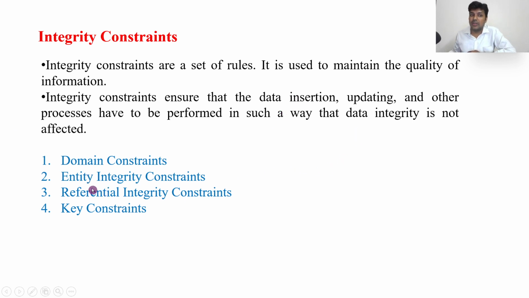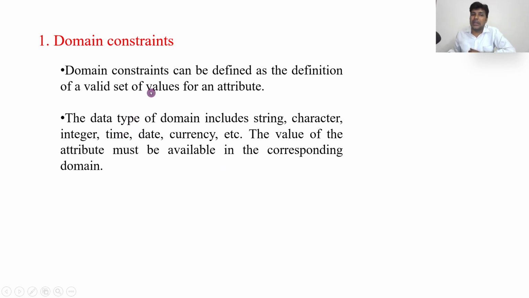Now these constraints are further divided into domain constraint, entity integrity constraint, referential integrity constraint, and key constraint. Let us go one by one. First, domain constraint. A domain constraint can be defined as a definition of a valid set of values for an attribute. For example, for roll number you are entering a number, then it is okay. For marks, if you enter within 500, it is okay. You cannot enter marks more than 500, or in place of a number try to enter a character, then it will not accept. These are called domain constraints.